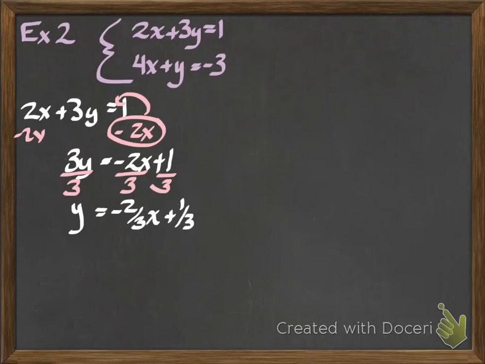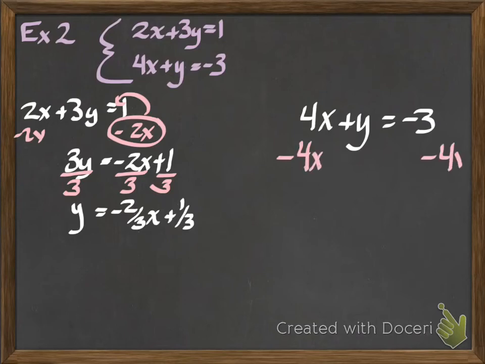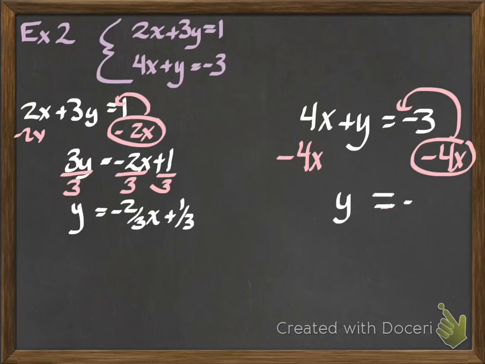Now in the second equation, we have 4x plus y is equal to negative 3. I want to get y alone, so I need to move just the 4x over. Again, I like to put this first, but this time my 3 is negative, so it's going to be y equals negative 4x minus 3.